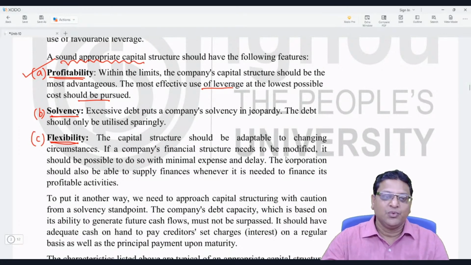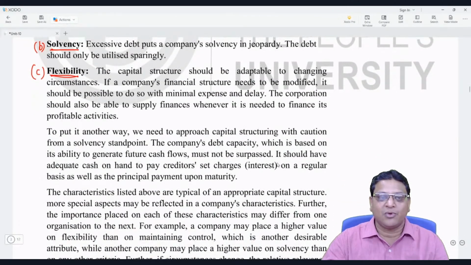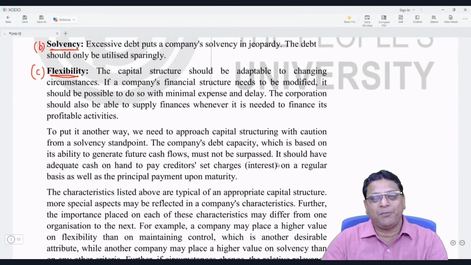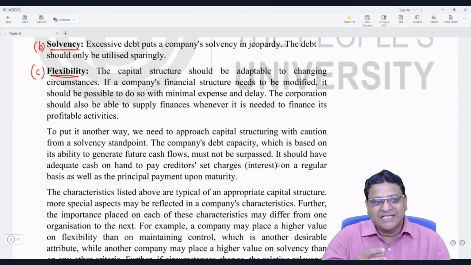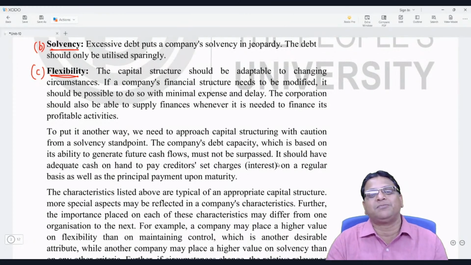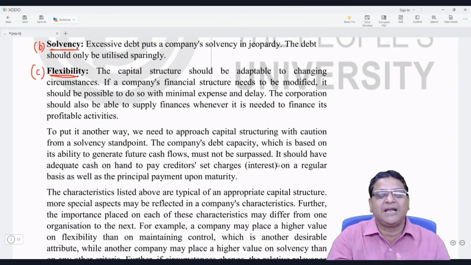Next important point which the organization considers while deciding capital structure is solvency of the business. What is solvency? If a company uses more and more debt capital, its financial risk increases. The burden to pay interest and repay the capital in due time increases, and this poses a threat to the solvency position of the business. Hence, a company should not use excessive debt capital.